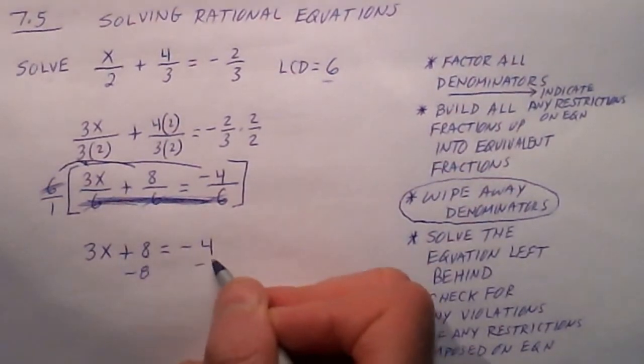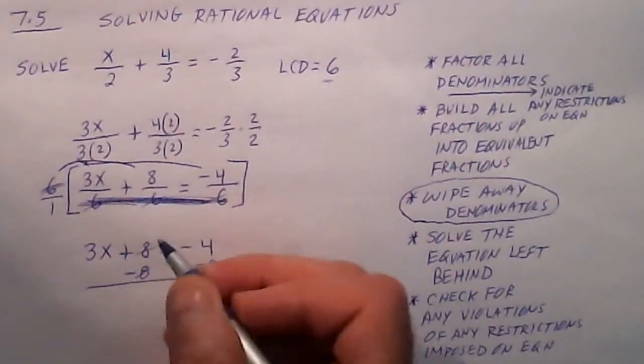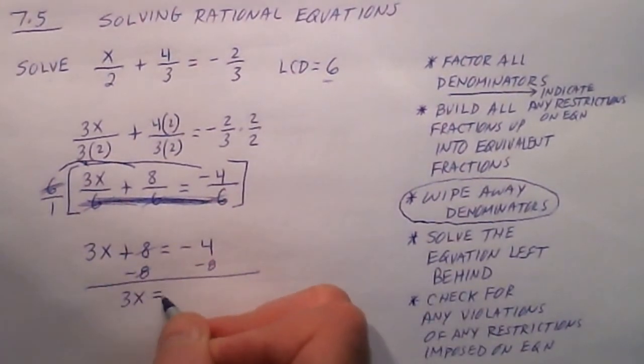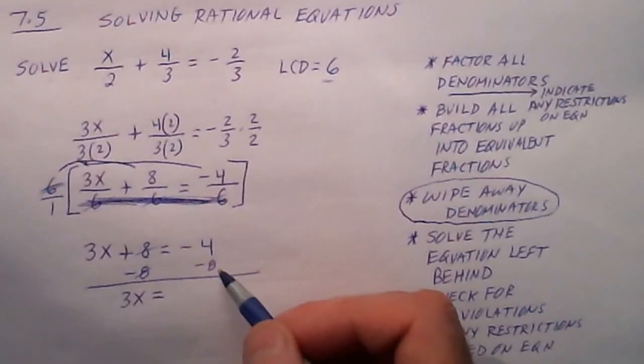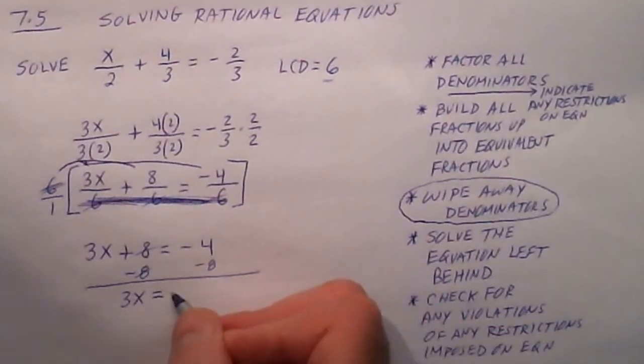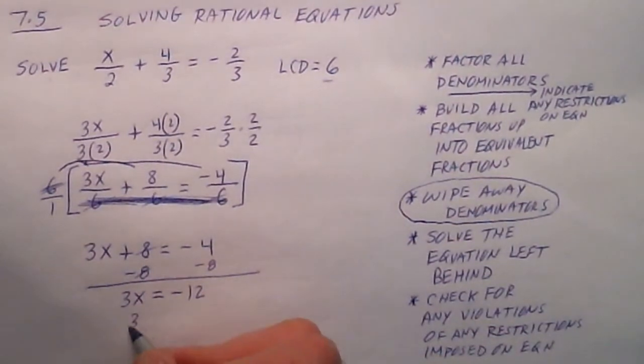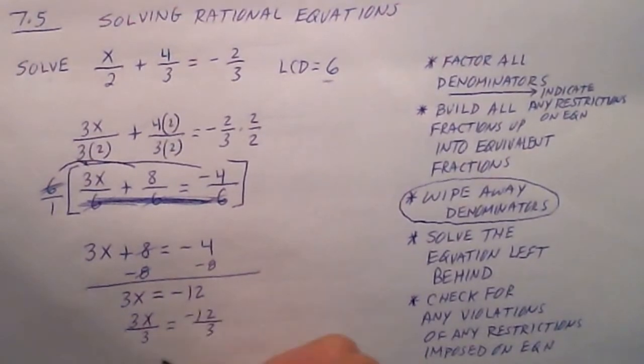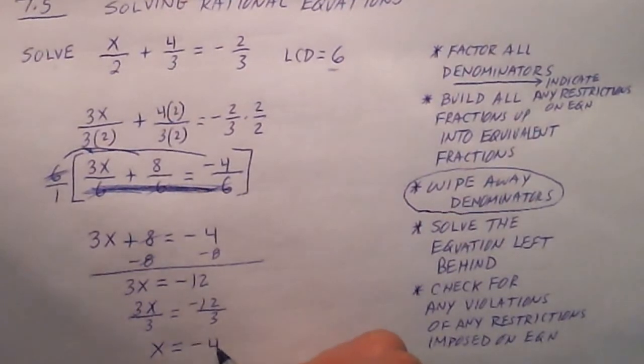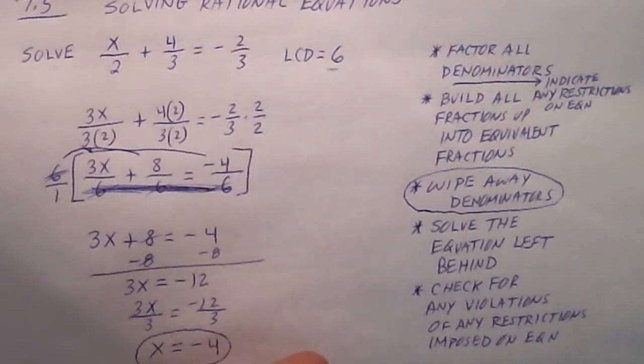Subtract 8 from both sides. 8's drop out on the left, leaving you with 3x, and on the right we have a negative 4 subtract 8, which is negative 12. And then finally, ladies and gentlemen, we're going to divide both sides of our equation by 3. And we do get x is equal to negative 4. Okay. So therefore, our solution to this rational equation is negative 4. And we are done.